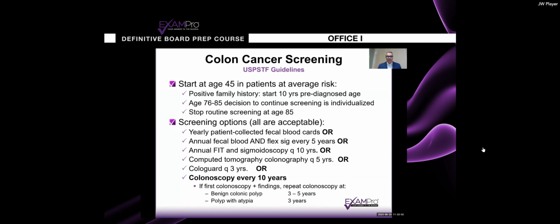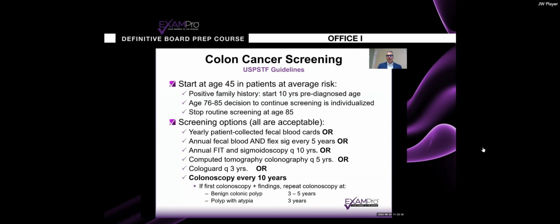I do want to point out, annual fecal blood cards must be on 3 different stool samples. FIT is fecal immunochemical testing. It is generally done annually on 1 stool sample. Cologuard is a multi-target stool DNA test. It looks at hemoglobin in the stool and DNA mutations and methylation. And this is generally done every 3 years.